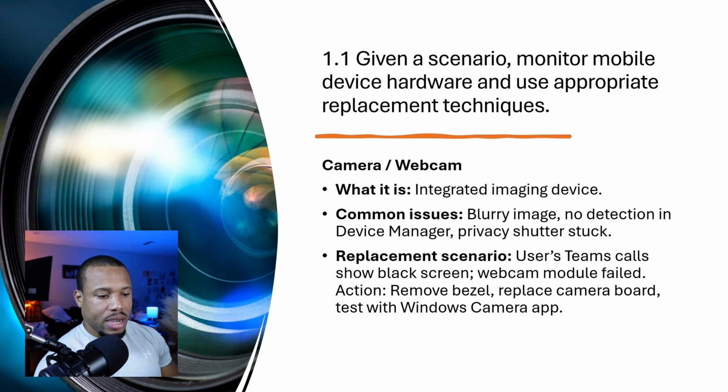Cameras and webcams are integrated imaging devices commonly found in laptops and mobile devices. They can experience issues such as blurry images, failure to be detected in Device Manager, or a privacy shutter becoming stuck. For example, when a user experiences a black screen during Teams calls, it often points to a failed webcam module. The replacement process involves removing the bezel, swapping out the camera board, and testing functionality with the Windows Camera app to ensure the new module is working properly.